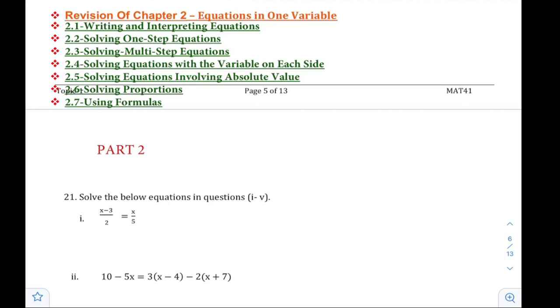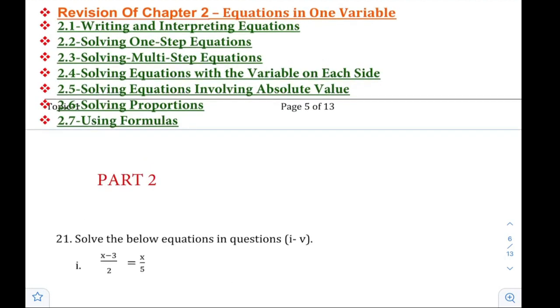Chapter 2, Equations in One Variable, that includes the lessons shown here: writing and interpreting equations, solving one-step and multi-step equations and equations with variables on each side, solving equations involving absolute value, solving proportions, and using formulas. We started this revision in the previous video. Please refer to that video, and today we will continue Part 2.